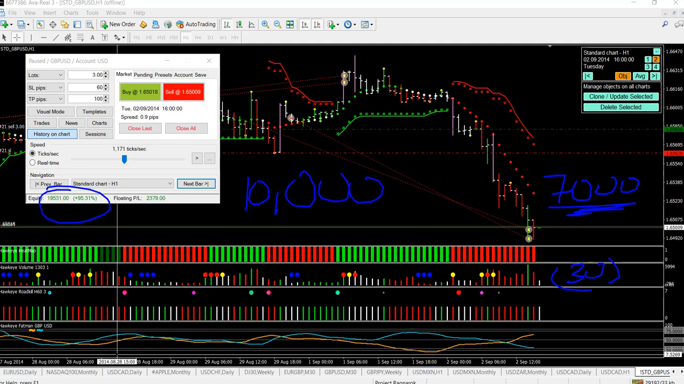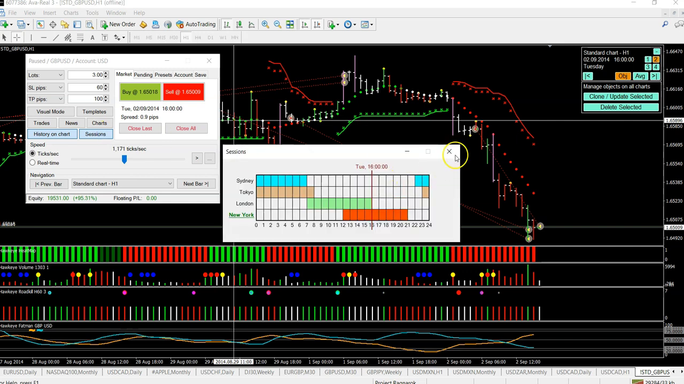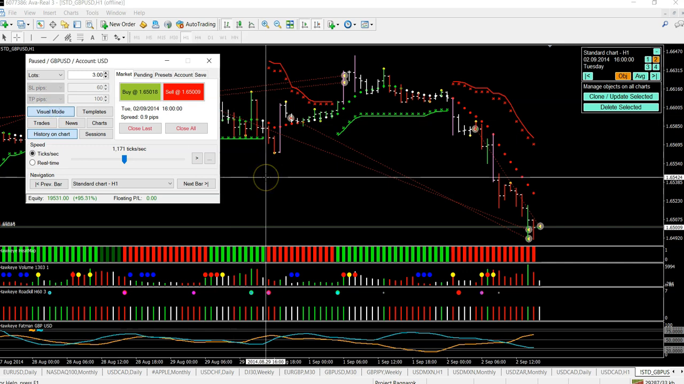So let's just take this out and close all. We're out at $19,531. That's 95% with an estimated 30% drawdown, not loss, which is better. And let's see the session. No, it's a time session. Sometimes I haven't used this as a visual mode.